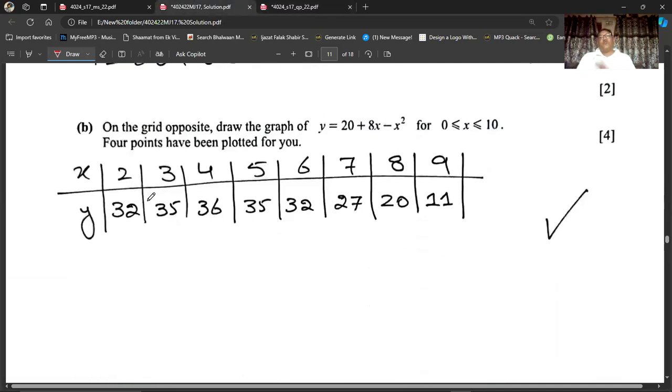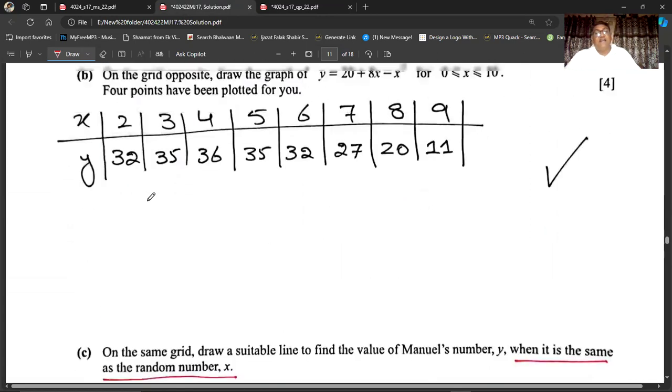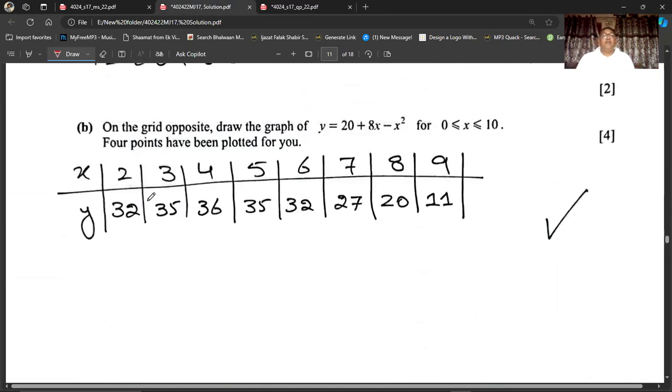So what I'm going to do, first of all, I'm going to make a table. I will substitute the values from 0 to 10: 2, 3, 4, 5, 6, 7, 8, and 9. I will find the value of y for each value of x. For example, when you enter 2 on your calculator, you will write 20 plus 8 multiplied by 2 minus 2 squared equals, and that will be 32. 20 plus 8 multiplied by 3 minus 3 squared equals, that will be 35. 20 plus 8 multiplied by 4 minus 4 squared, that will be 36. This is how we have found all these values.